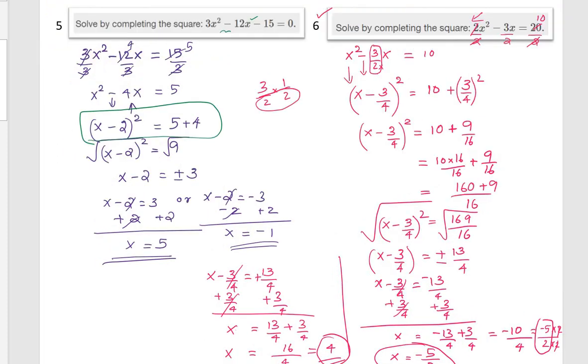Okay, dear students, this is the method to solve a quadratic equation by completing the square. I think that makes sense. You have to practice more questions.